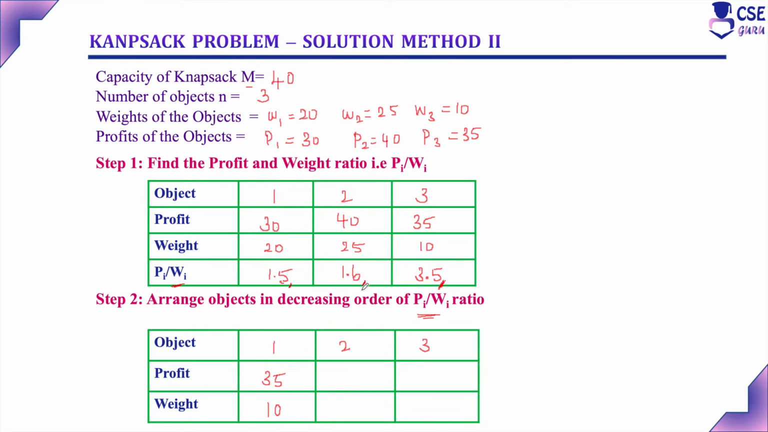The next object which gives the maximum profit is object 2. Its corresponding profit is 40 and weight is 25. And the next is object number 1. Its profit is 30 and weight is 20. So now we have arranged the objects, with their profit and weight, according to the maximum Pi by Wi ratio.